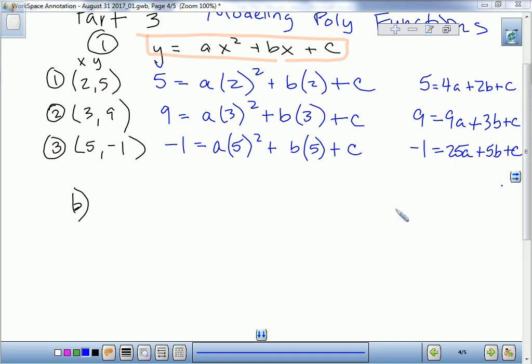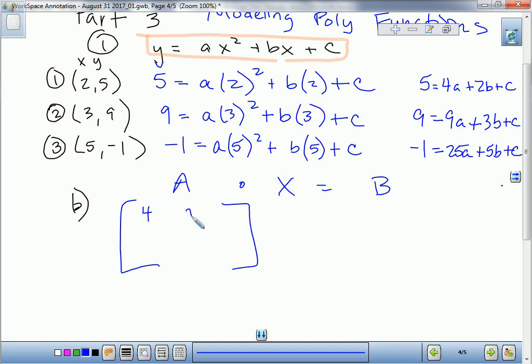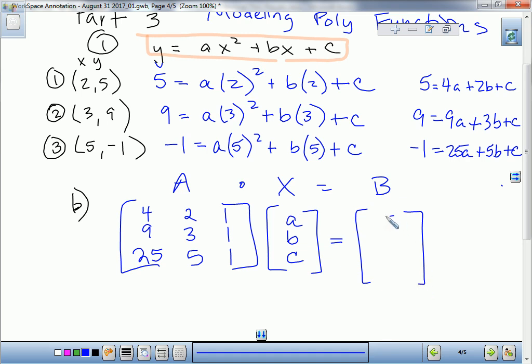We can take this system now and turn it into a matrix equation. We have our coefficient matrix times our variable matrix equals the answer matrix. So our coefficients are 4, 2, 1; 9, 3, 1; 25, 5, 1. Our variable matrix is A, B, C. And then we have 5, 9, -1.